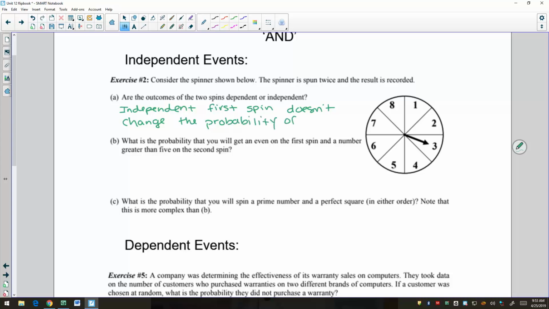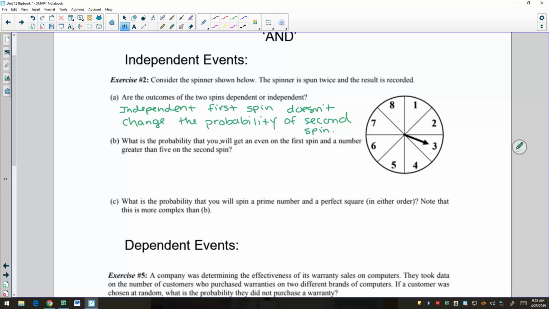Okay, so hopefully that makes sense to you, the whole dependent versus, why did I write second chance? This is why I can't talk while I write. Second spin. Dependent versus independent. If what you get on the second time depends on what happened on the first time, then that's dependent. But if the first one doesn't affect the second one, then you're independent.